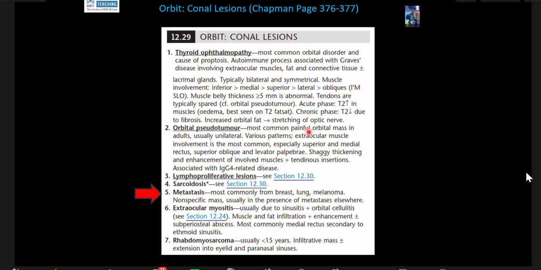This is the differential diagnosis of the orbital conal lesions, as in the muscles. And by the way, thyroid associated orbitopathy typically shows bilateral symmetrical muscle involvement: inferior rectus, then medial rectus, then superior rectus, then lateral. But metastasis is there. Sarcoidosis and lymphoproliferative disorders will always be there, but most commonly metastasis is from breast. And this patient was, of course, a breast CA.